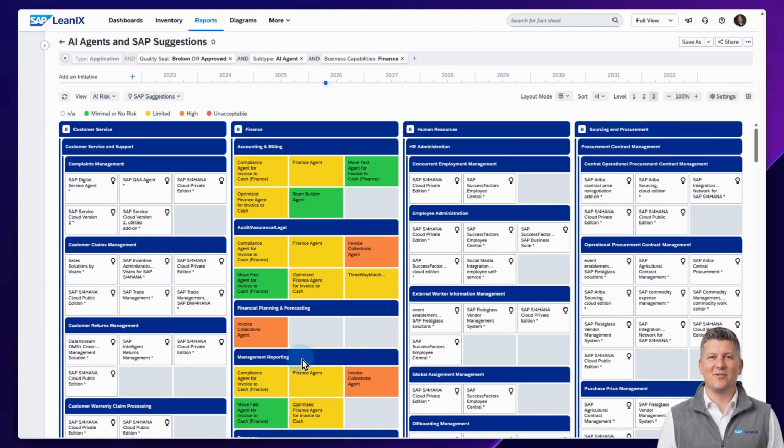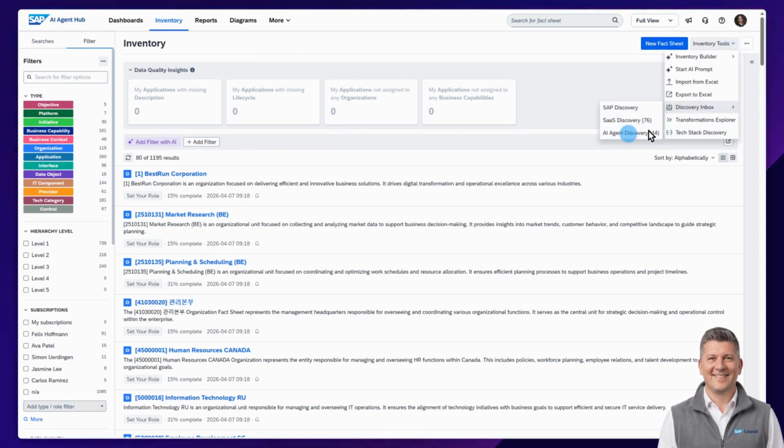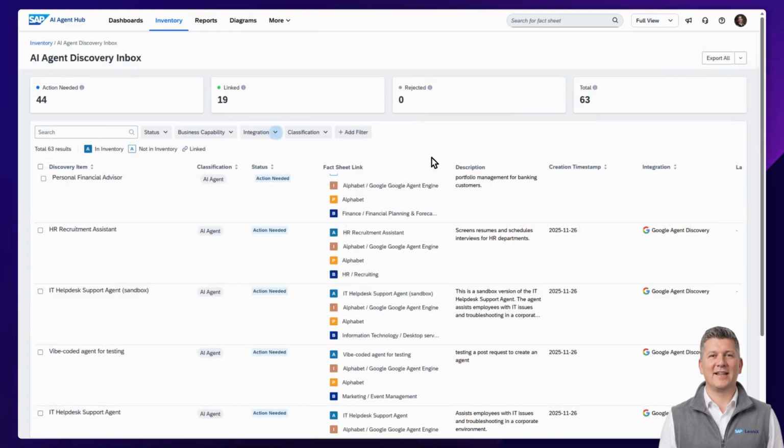As Liam is focusing on the finance capability, he sees that unfortunately there are no additional recommendations from SAP at this time. So he will move beyond the SAP landscape and leverage a further reaching discovery search with the AI Agent Discovery inbox. Liam can help contribute to creating a single enterprise-wide view of AI agents and MCP servers by bringing together information from across different platforms, not just SAP.